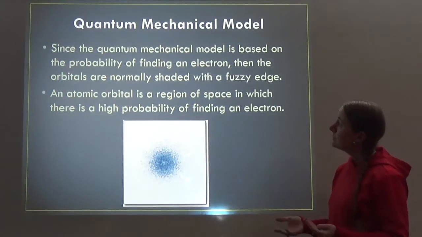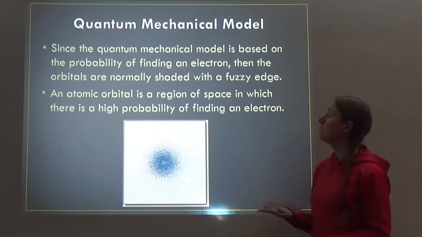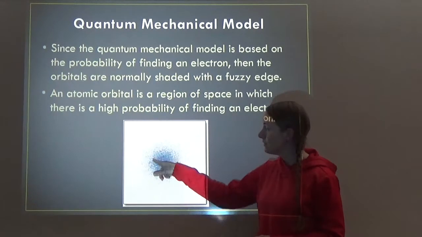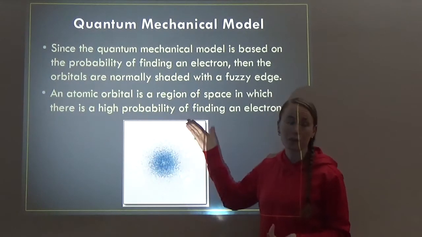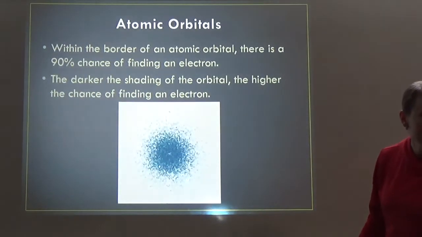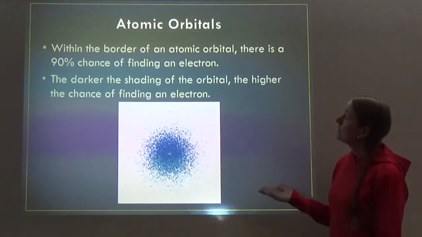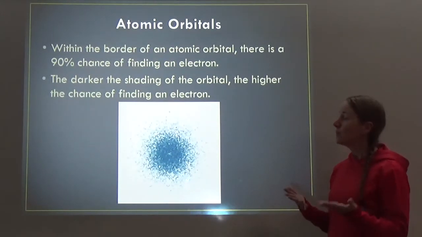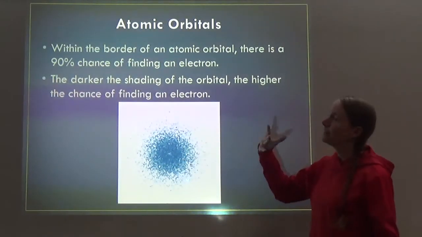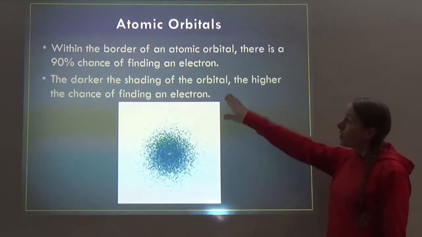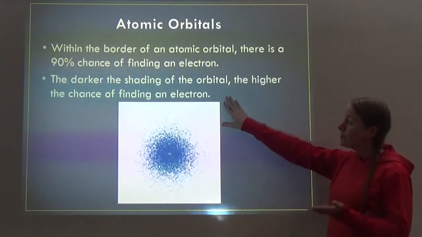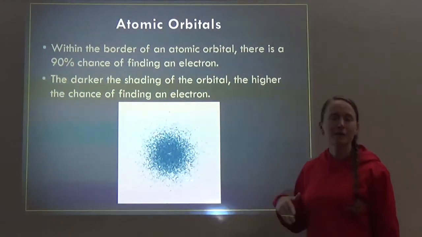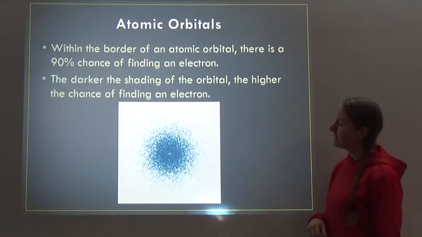An atomic orbital is the region of space in which there is a high probability of finding an electron. And so, of course, in this one, it's more likely to be found near the nucleus than further from the nucleus, due to the shading. Within the border of an atomic orbital, there is a 90% chance of finding an electron. We can't go all the way out to 100, or our orbital never would end. The darker the shading of the orbital, the higher the chance of finding the electron. And here's just another example of the dot model. A lot of times you'll see it look more like the one on the next slide, though, instead of an array of dots.